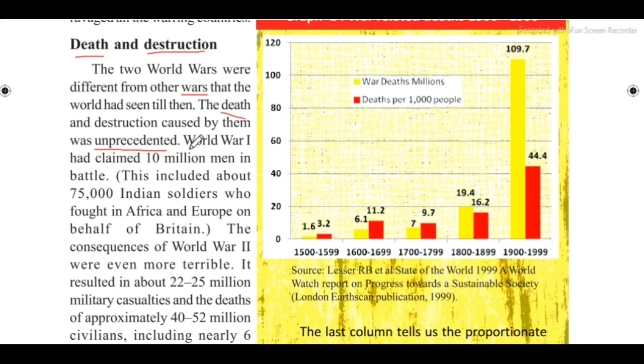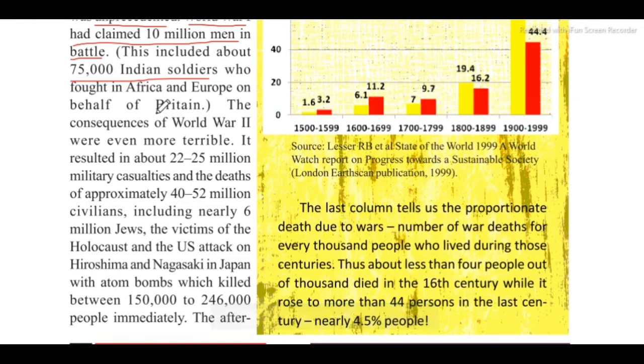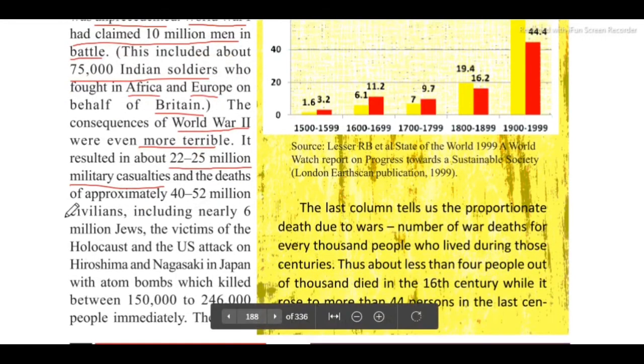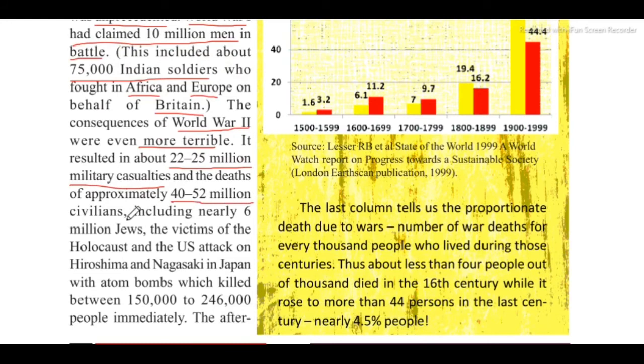World War I, this point is very important. World War I claimed 10 million men in battle. Among them were 75,000 Indian soldiers who fought on behalf of Britain in Africa and Europe. The consequences of World War II were even more terrible. It resulted in about 22 to 25 million military casualties and the deaths of approximately 40 to 50 million civilians, including nearly 6 million Jews who were killed.